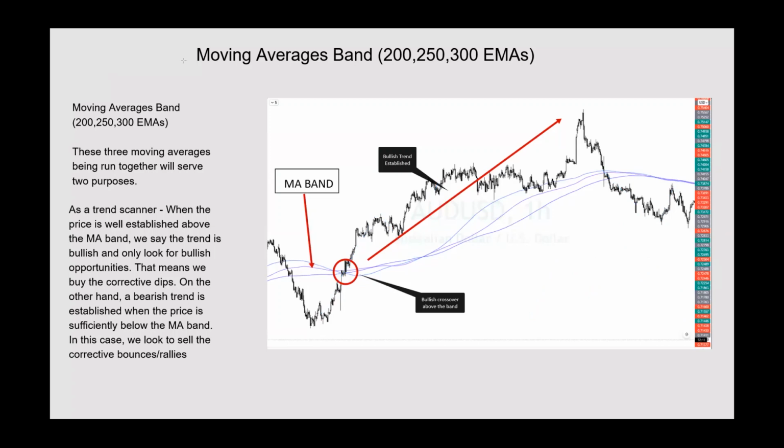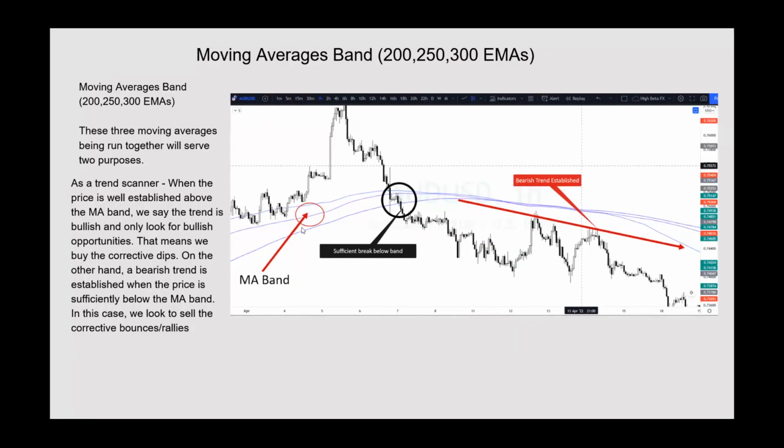I hope it's quite simple, especially if you were in the last class. So this is the example again. You see a good break. It has to be a really good break, with several candles below the band. Several candles below the band is a very, very good break.